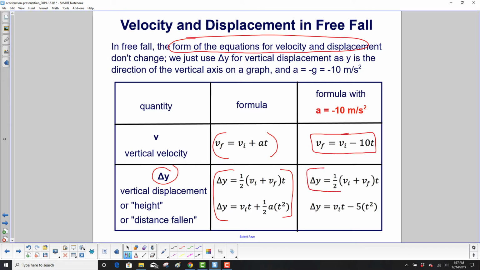Delta y, no change there because you don't have the acceleration. But for our equation here, we replace 1/2 a t, right? See this right over here? 1/2 of a negative 10 is negative 5. And t squared, of course, just stays the same.